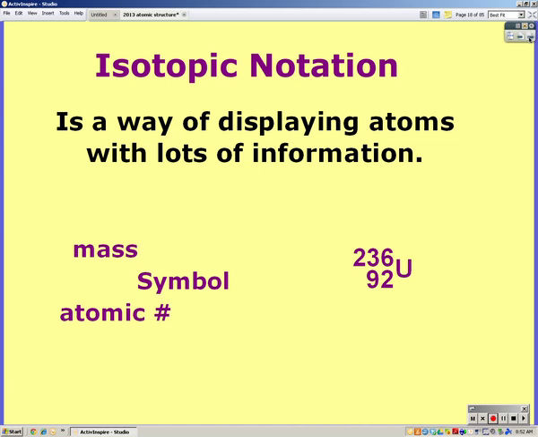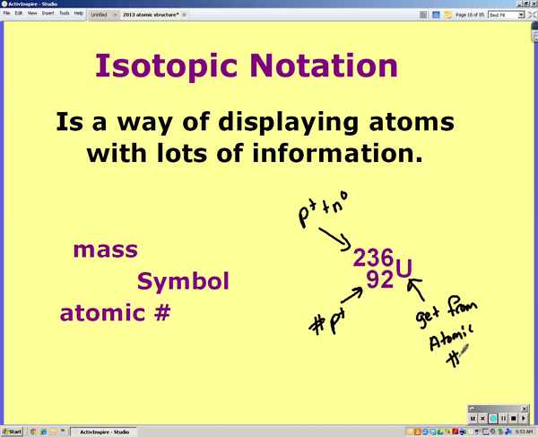Another way besides hyphen notation is isotopic notation. It's another way of displaying atoms with lots of information. We have the mass number on top, the atomic number on bottom, and then the symbol of the element, such as uranium-236. The bottom number is our number of protons, which is our atomic number. Mass is protons plus neutrons. So to find my neutrons, I would just subtract atomic number from mass. And you can figure out your symbol from your number of protons, which is our atomic number.